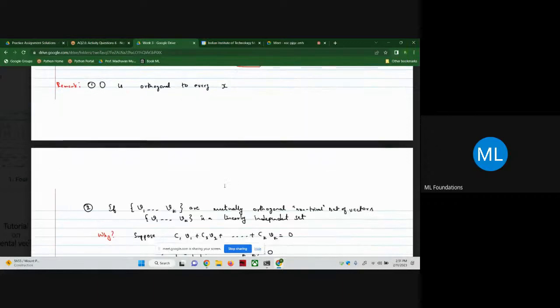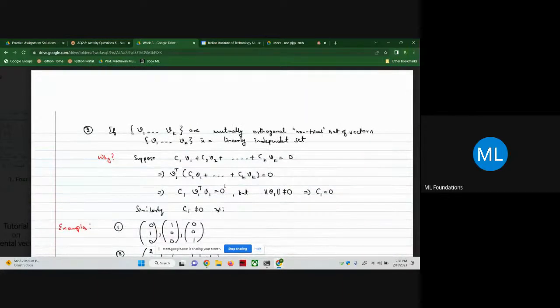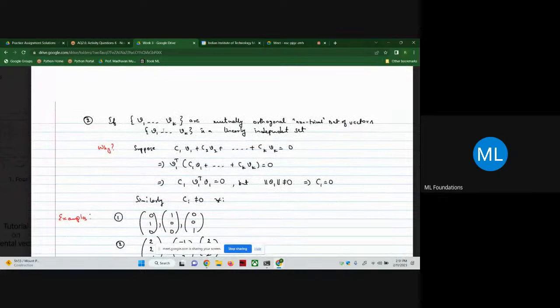Now this mutually orthogonal vectors, what that basically means is, if you take the linear combination of these k vectors, C1 V1 and so on, they will be 0 if and only if all the constants C1, C2, and so on up to Ck are 0.